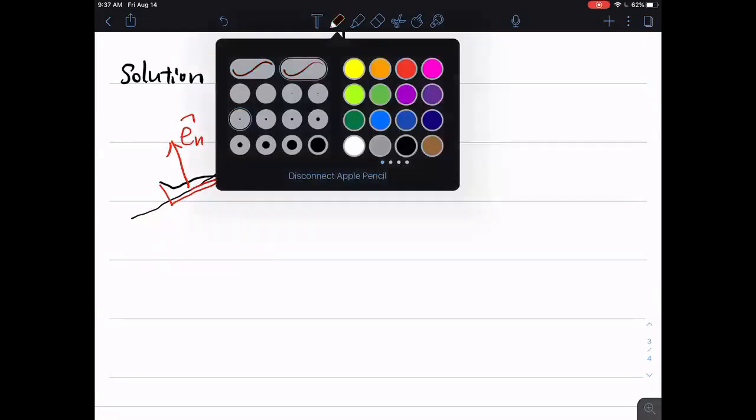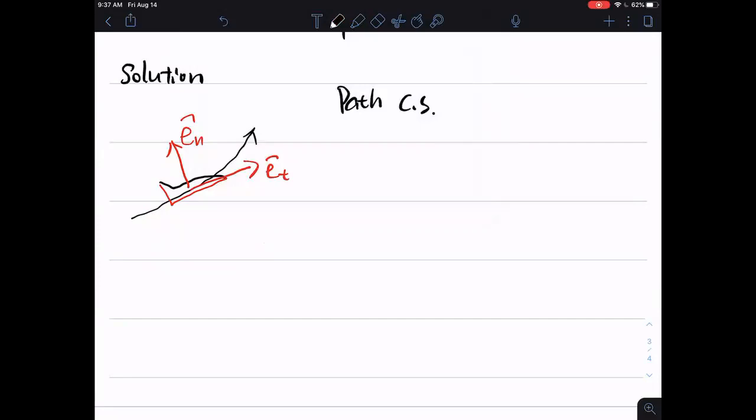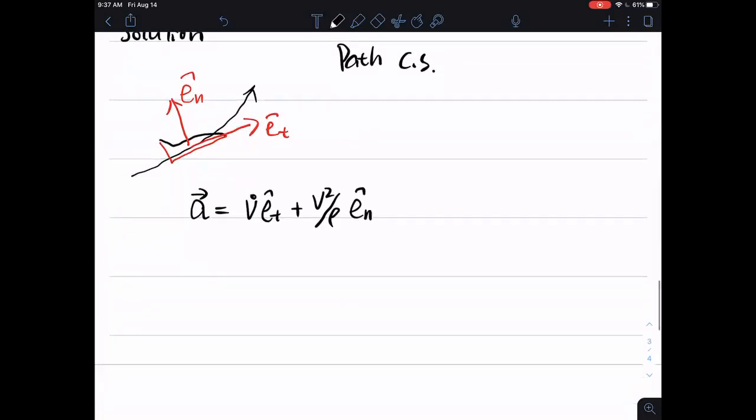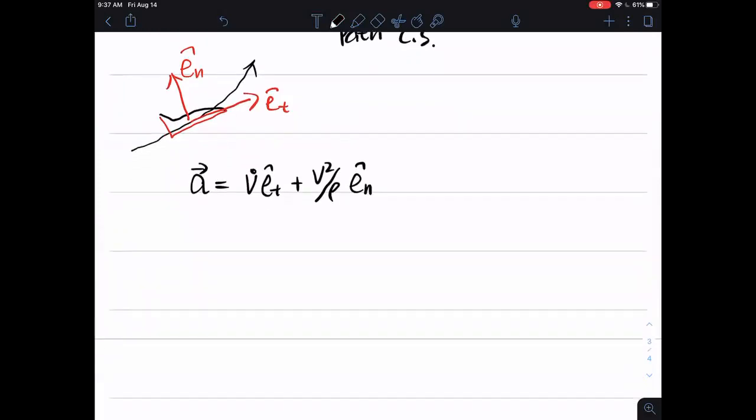Now we can use the equation from path coordinate system. We want to use this acceleration equation. Right? From the notes, the acceleration equation for path coordinate system is v dot et hat plus v squared over rho en hat. Okay, let's look at this.